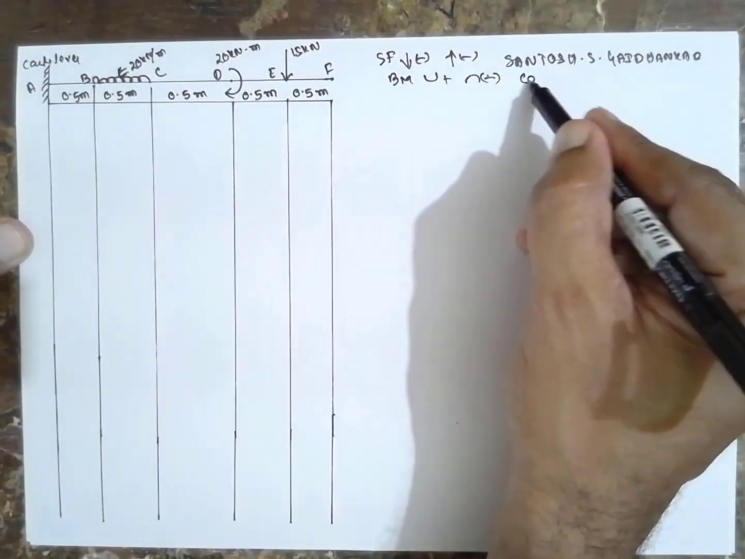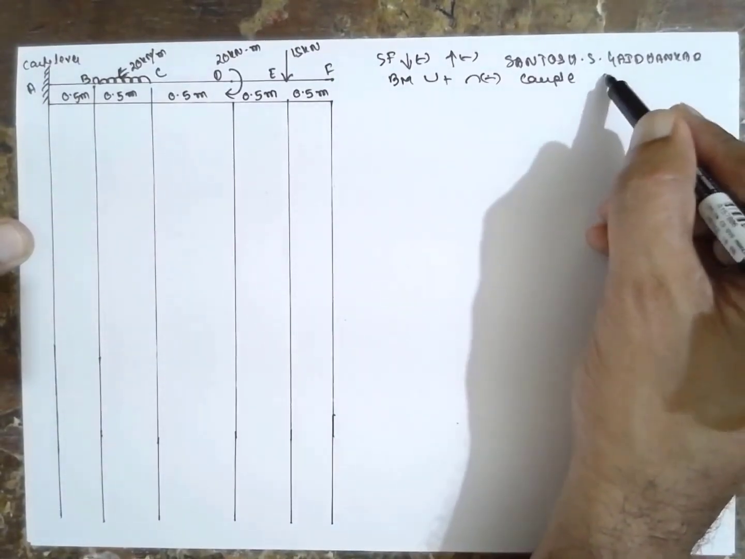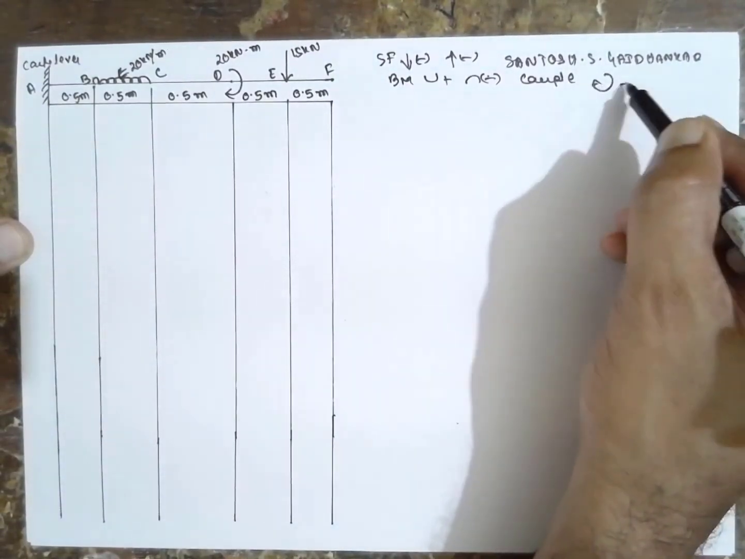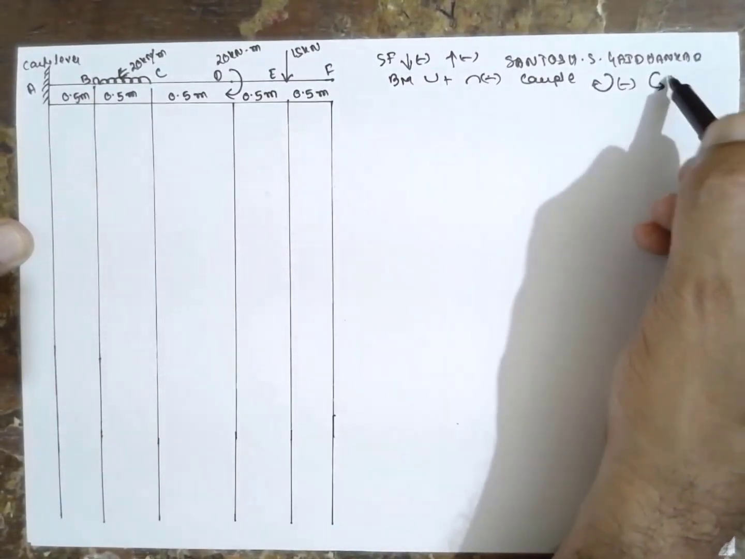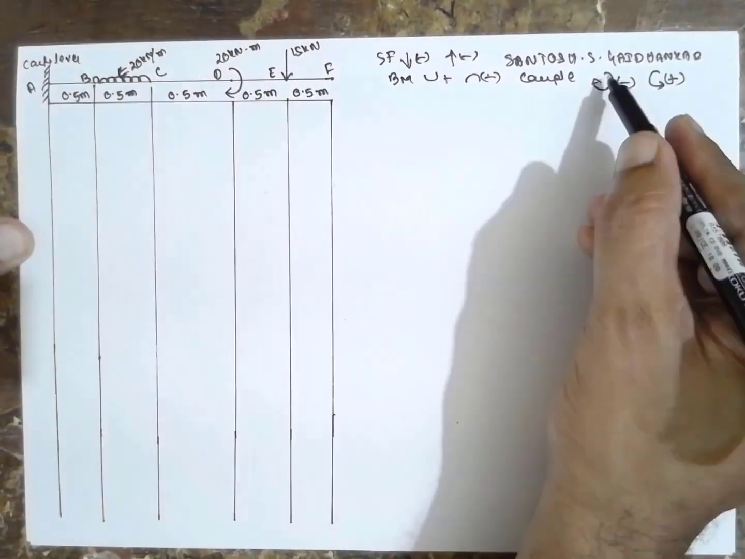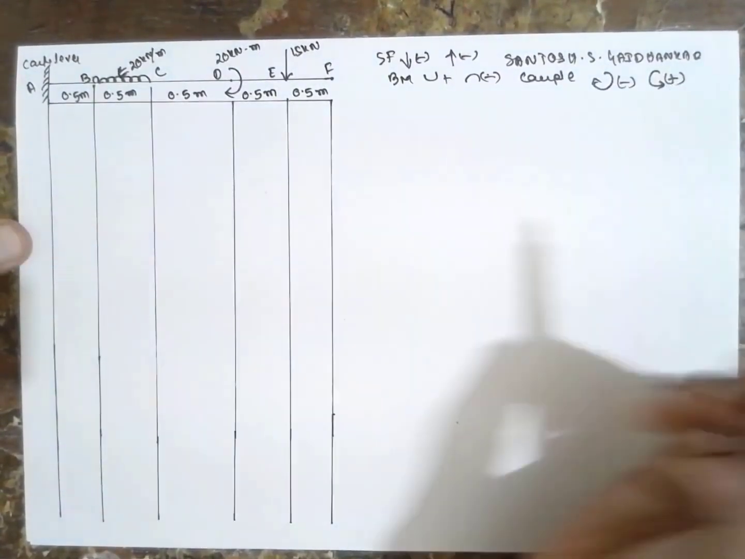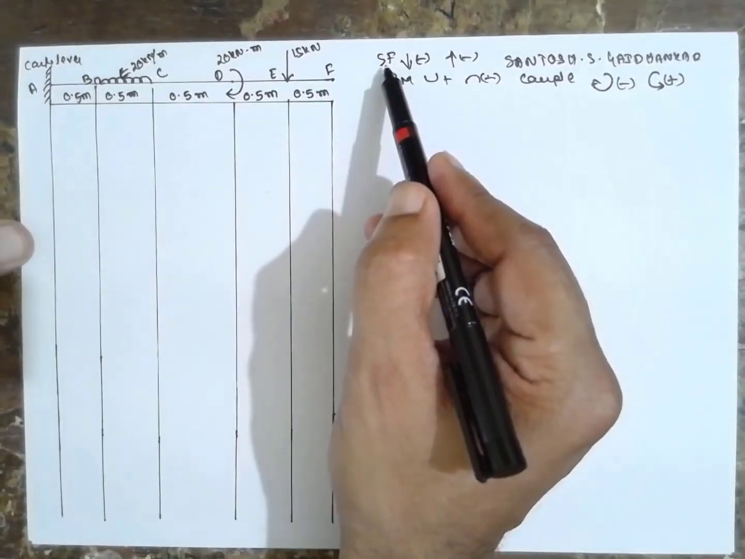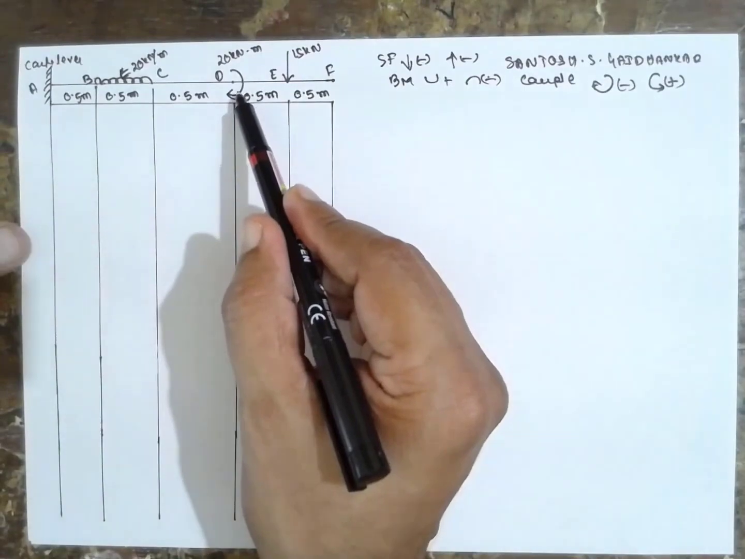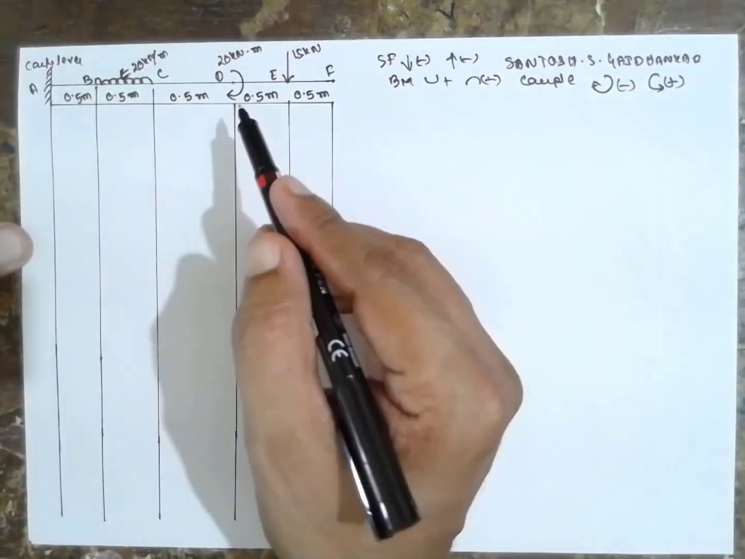And couple, if the couple is introduced, clockwise I will consider as a negative, anti-clockwise I will consider as a positive. And one more note, the couple doesn't have effect on the shear force diagram, but the couple we have to consider in case of bending moment diagram, that too left and right or right and left.